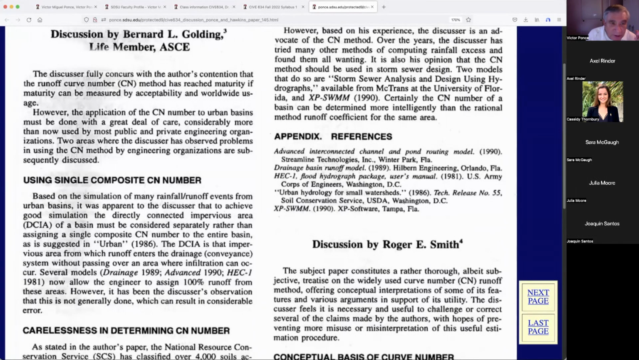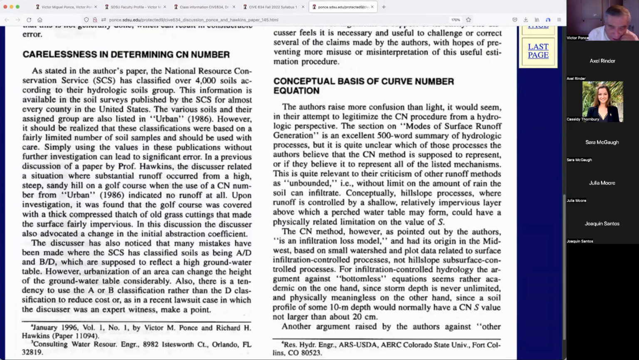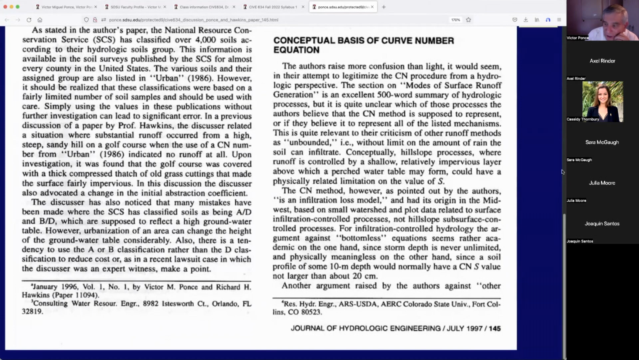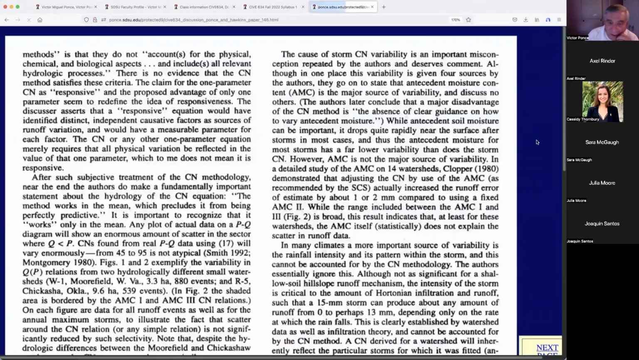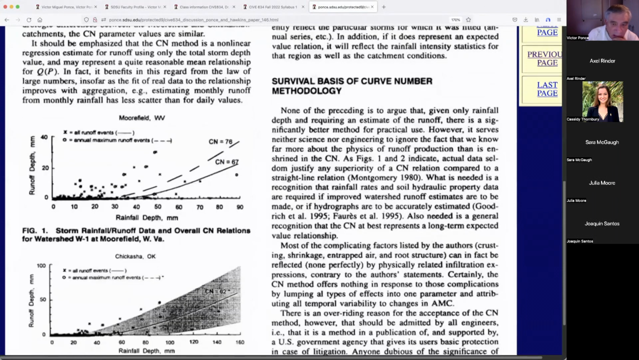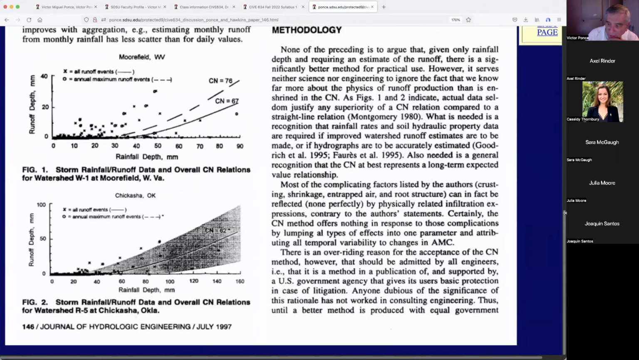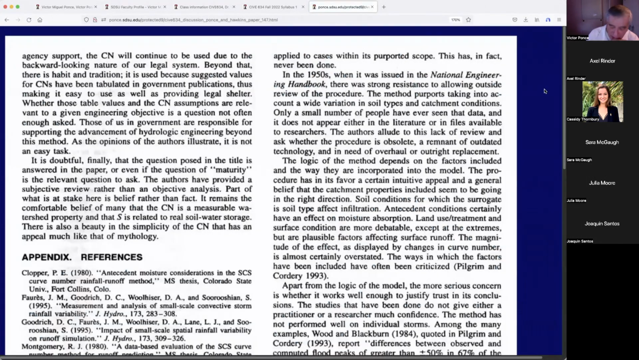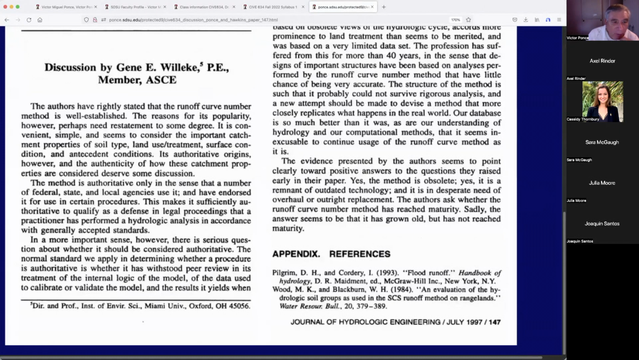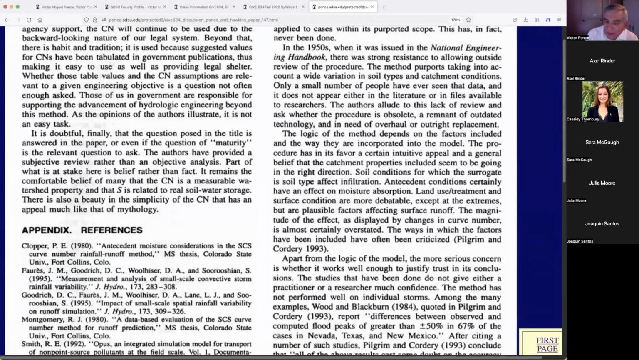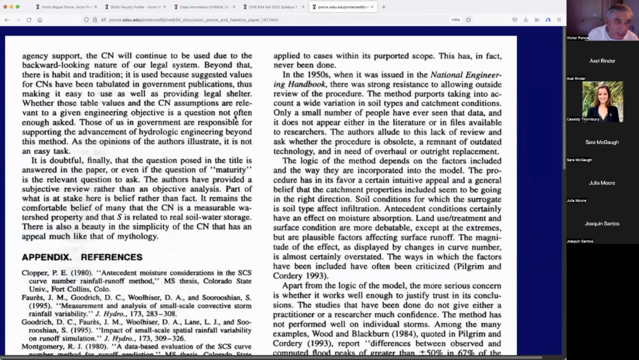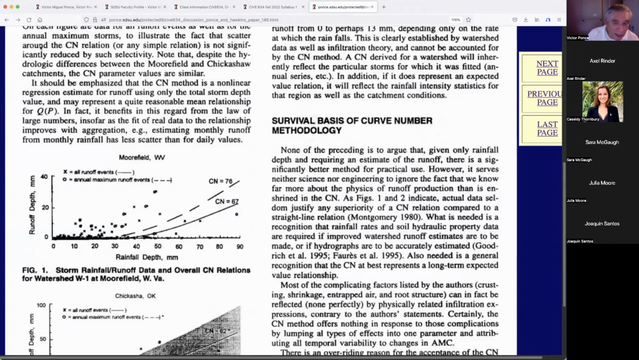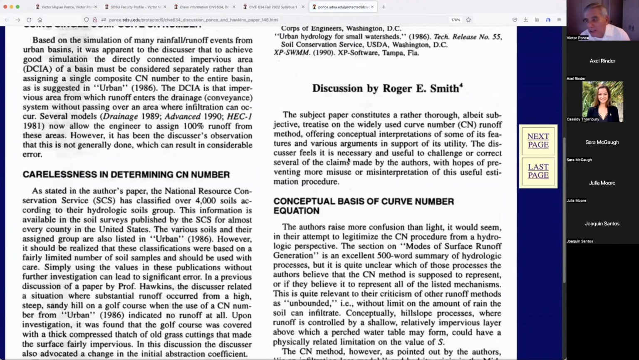And then there's a discussion by another person, over here, next page. There's another discussion by Willicke. And like I say, those discussions are okay. They're making some comments based on their experience. Everybody does that. You make a comment based on your experience. But I'm going to specifically talk about the Roger Smith discussion.